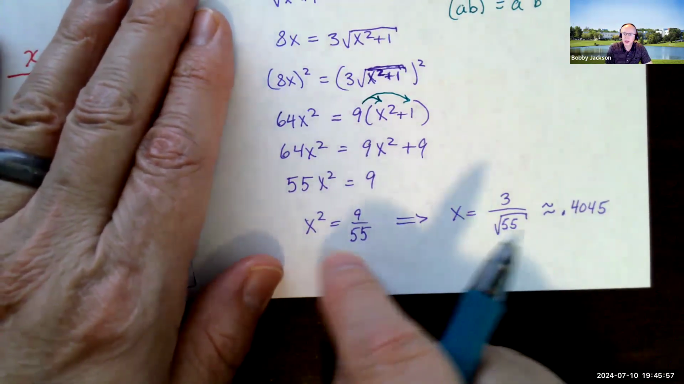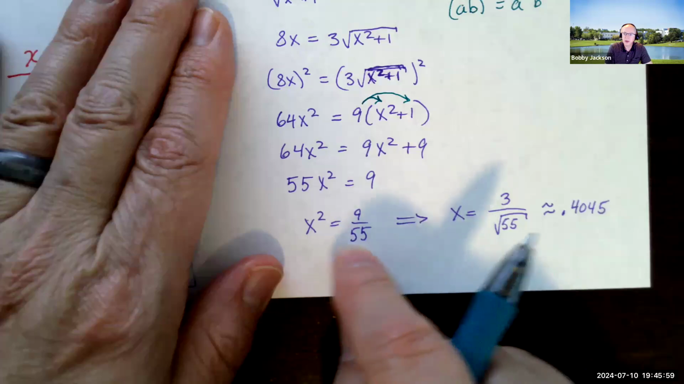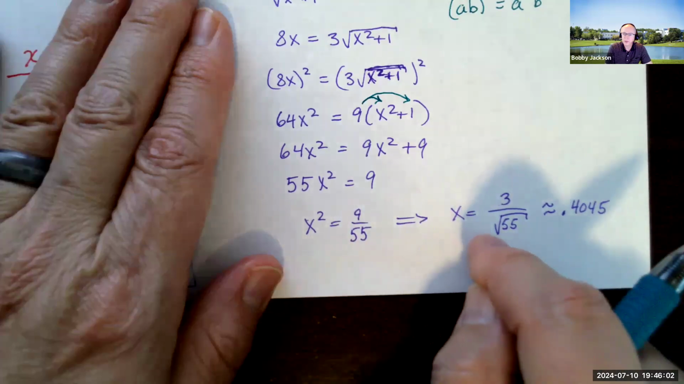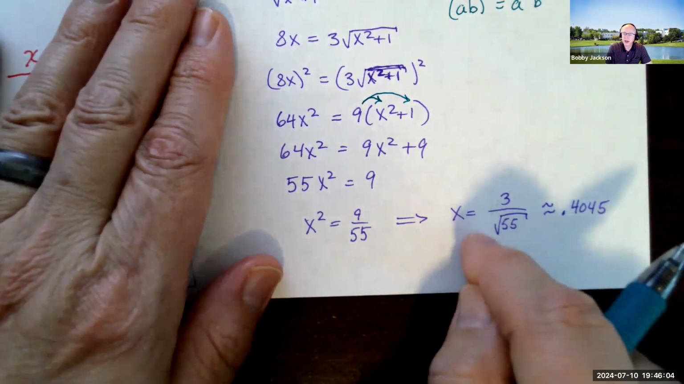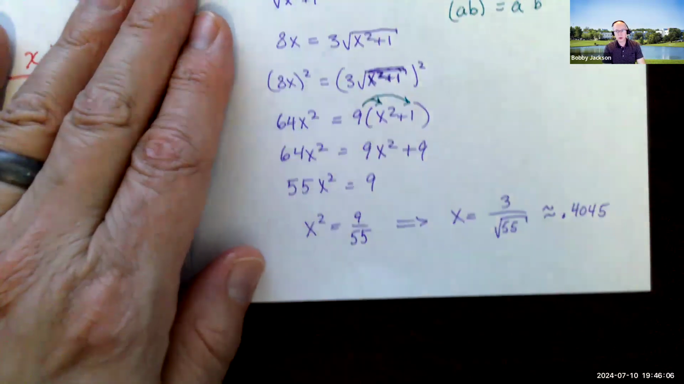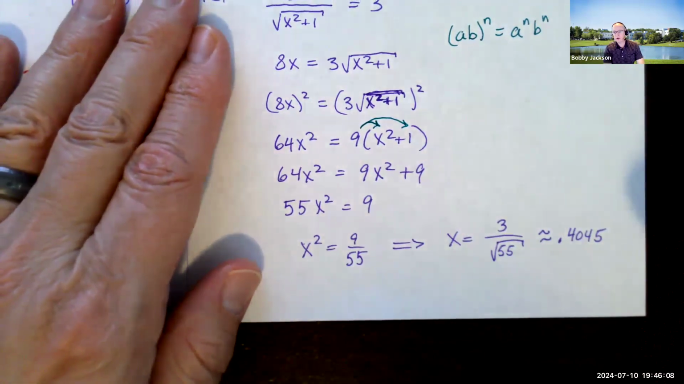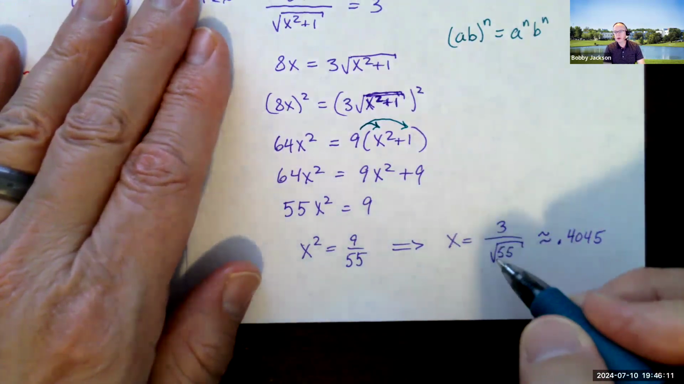Now, usually we'll take the plus or minus square root. Notice I have only the positive one here. What happened to the negative root? That's also a critical number, a critical value: negative 3 divided by the square root of 55.